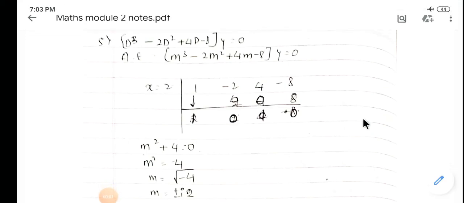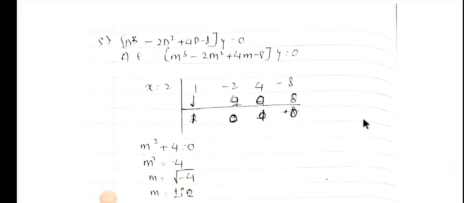Good morning, everyone. In the previous lecture, we have solved the examples on how to find the complementary function. Now, let us solve some more examples on the complementary function. The given example is (D cube minus 2D square plus 4D minus 8) of y, which is equal to 0.